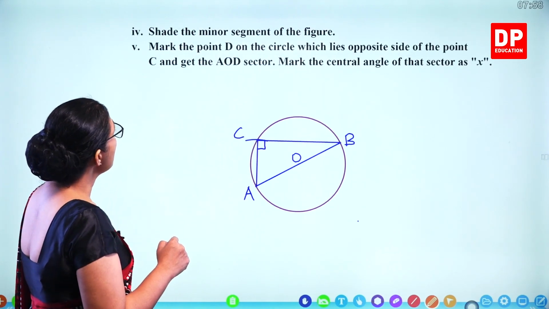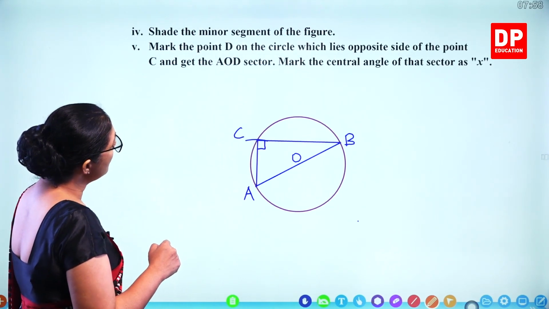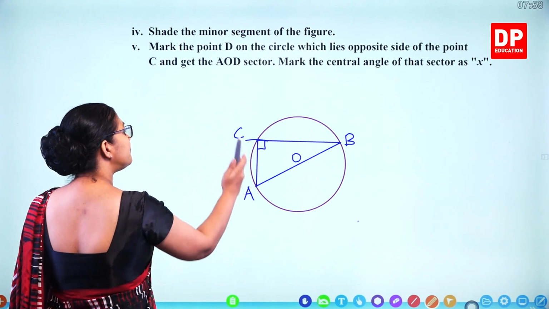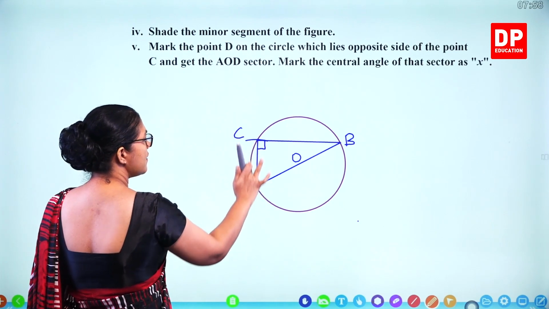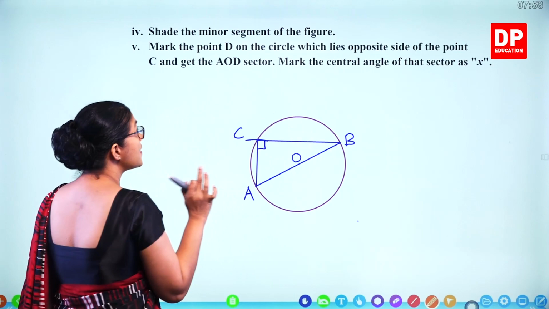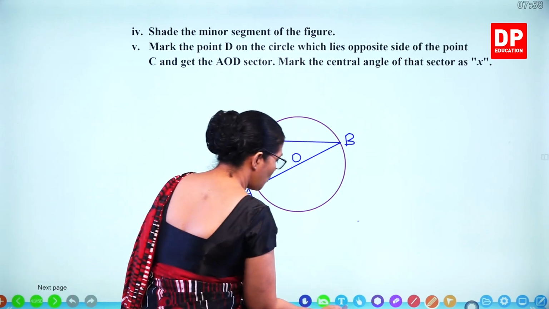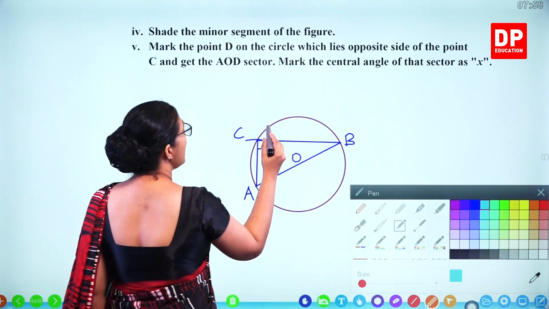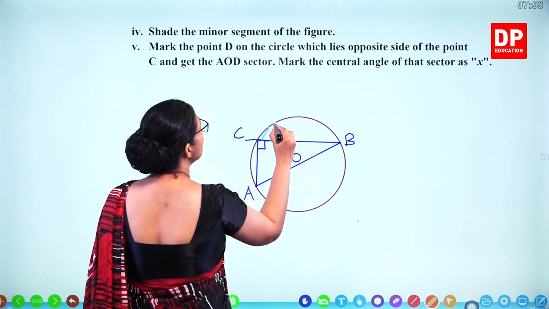Then fourth part, shade the minor segment of the figure. Minor segment. So we can take this AC and you can shade either this, or if you take BC, this is a minor segment. So which one would you like to color? I'll shade this one.